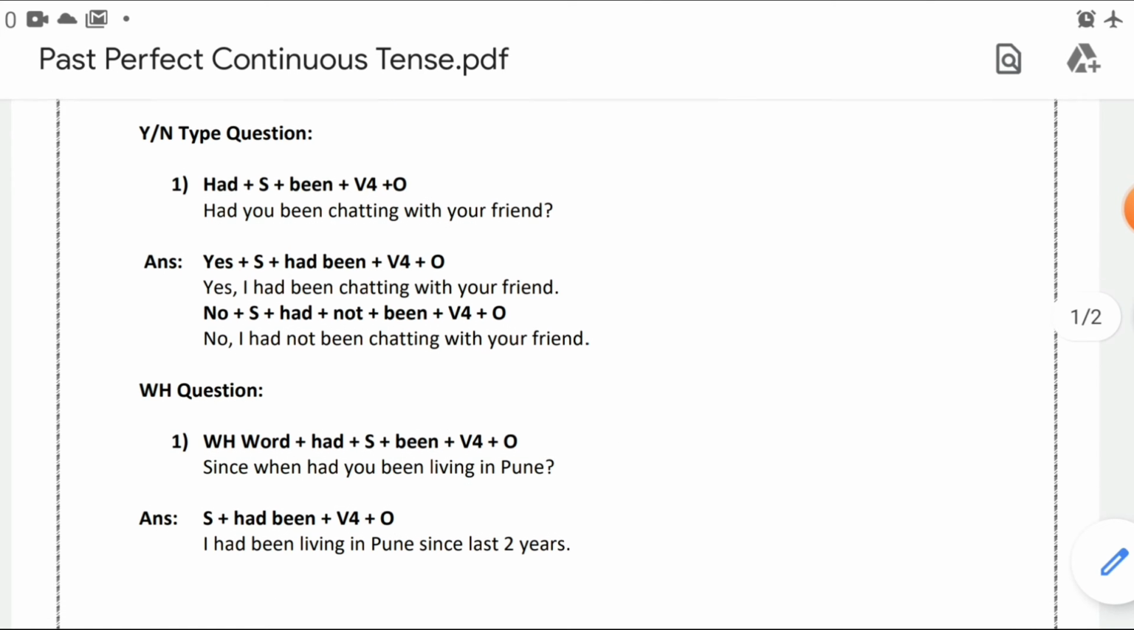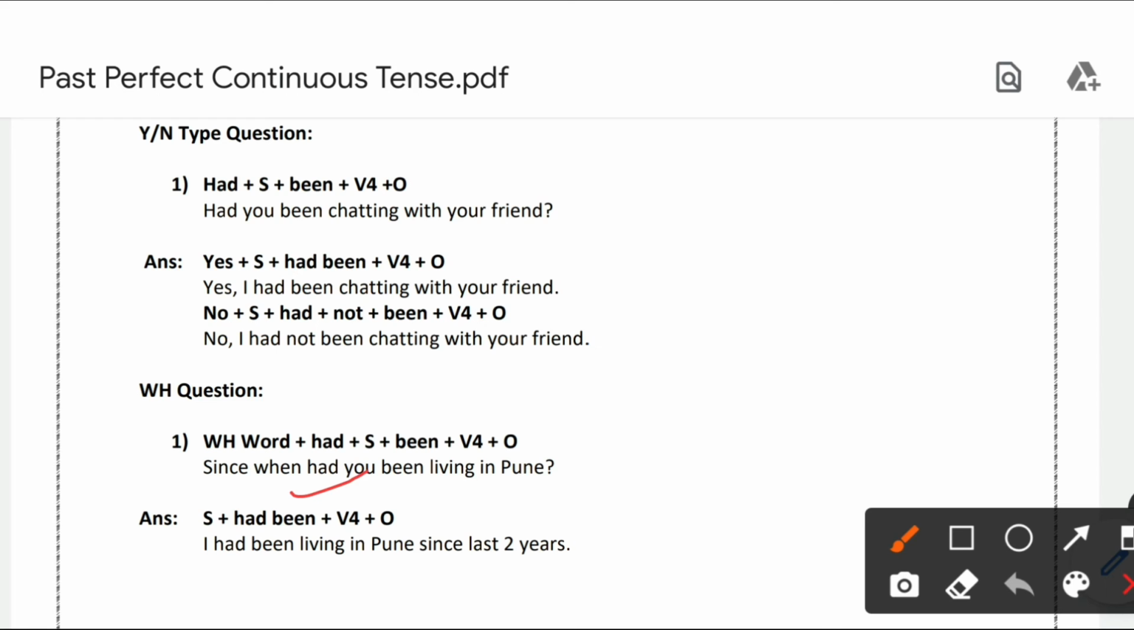Here I have taken another example. Had you been living in Pune? That is a yes no type question. Before that I have added, since when had you been living in Pune? Since when is the WH word. As this is the past perfect continuous tense and there is a long duration, we have used since when here. In the previous question as well, you can use since when had you been chatting with your friend. Instead of when, you can ask in this way.